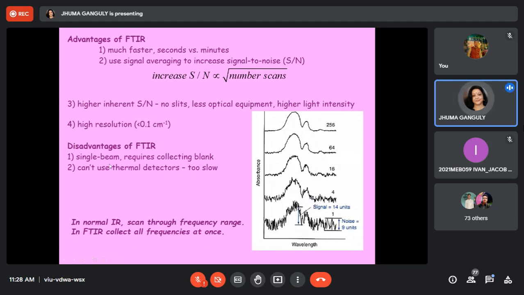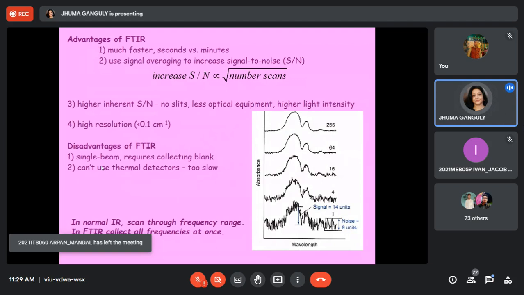Disadvantage: single beam requires collecting a blank. Single beam works with higher intensity, so you need to collect the blank. Blank means first a solvent. If your sample is in a solvent system or solution, you need a blank with the solvent. Otherwise, you need a blank with respect to air. First run the background, because there is carbon dioxide, nitrogen, etc., and make it zero. Then go for the analysis.